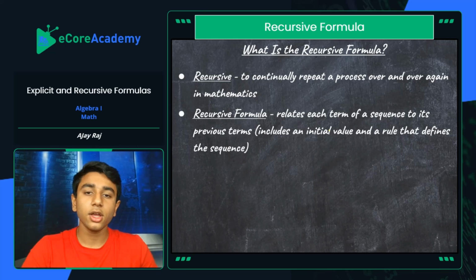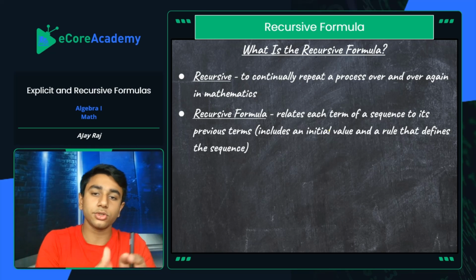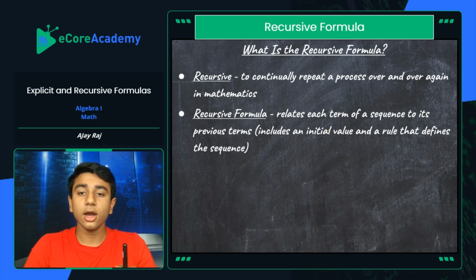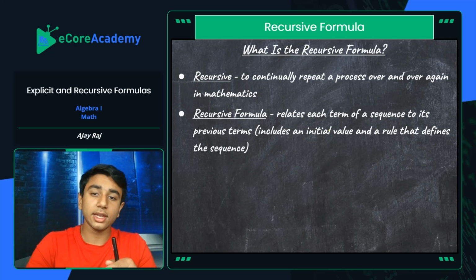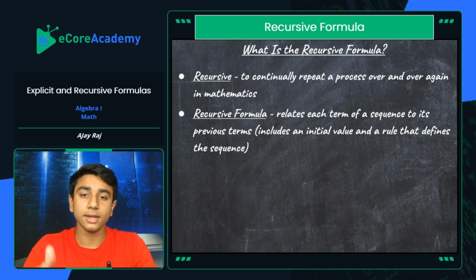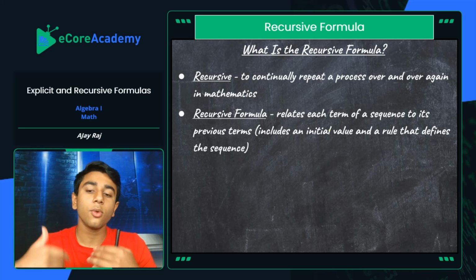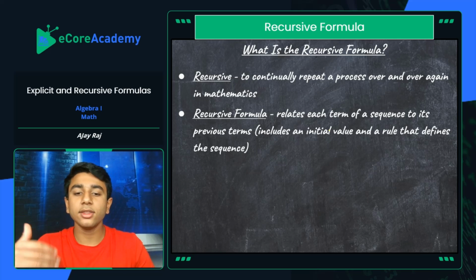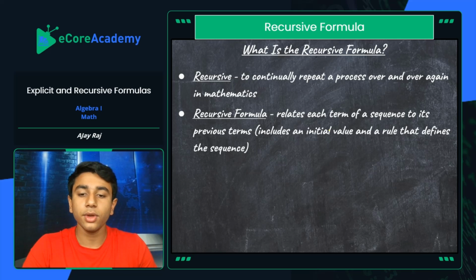Now, if you think about it, when you're given a single term in a sequence, you're going to add the common difference to that term to get to the next term. In order to discover what that next term is, you take that previous term and add the common difference. That's all we're doing. We're making it in relation to the previous term of the sequence that's already given to us. And the equation includes an initial value and a rule that defines the sequence.